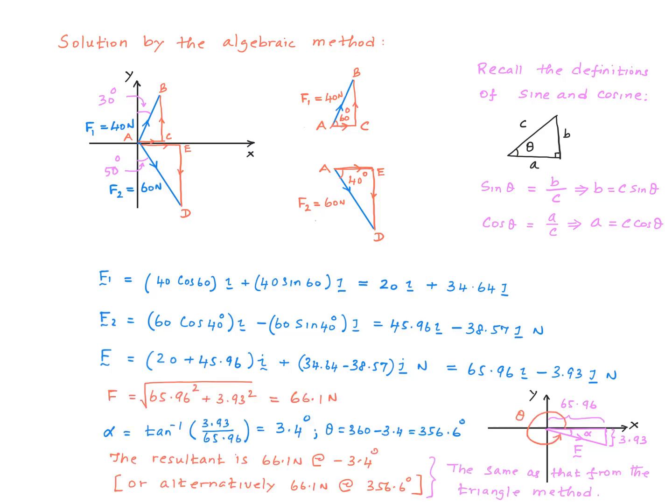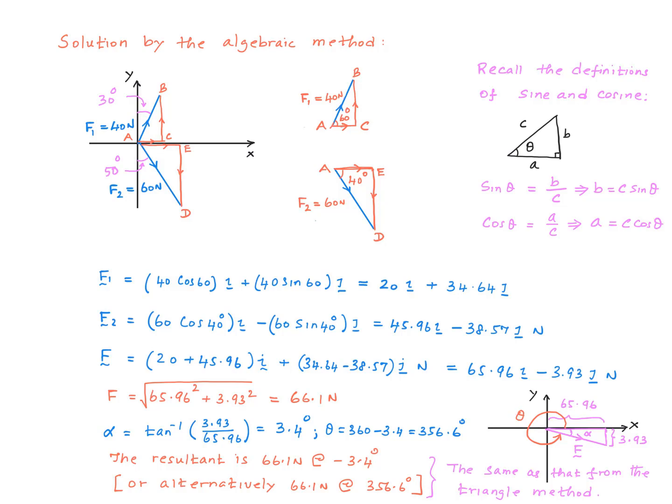Now we go ahead and find the magnitude of f, which is the square root of 65.96 squared plus 3.93 squared, which is 66.1 Newton. In order to define the direction, let's first calculate this angle right here, alpha. Tan alpha would be equal to 3.93 divided by 65.96, right? And therefore, alpha is tan inverse of 3.93 divided by 65.96. Now we get 3.4 degrees for that.